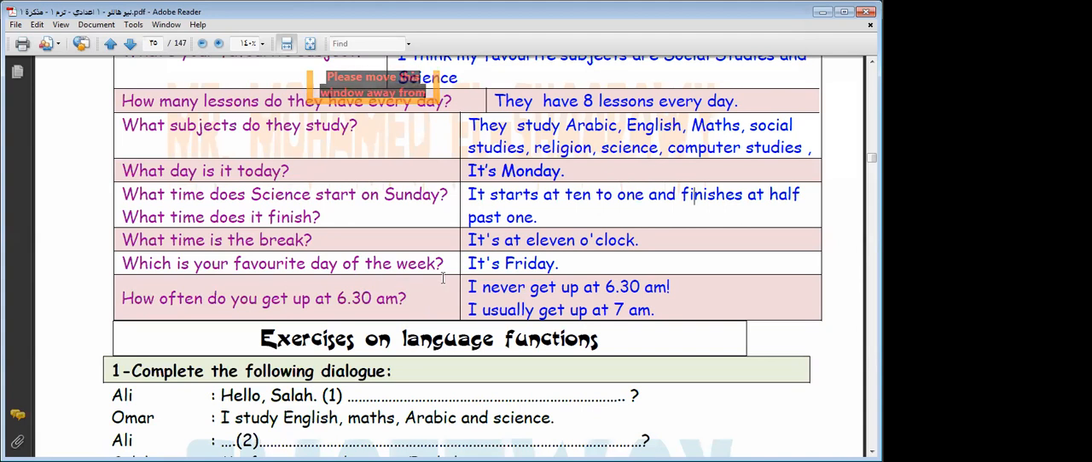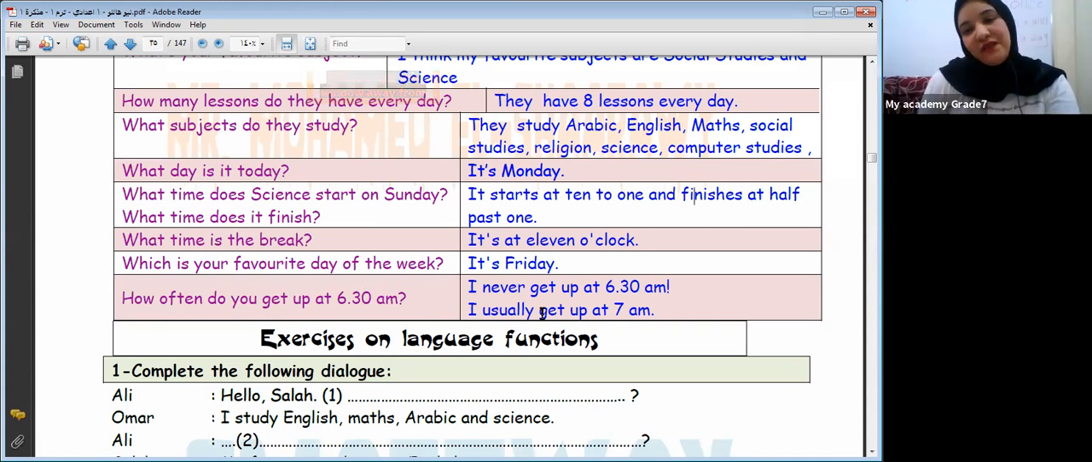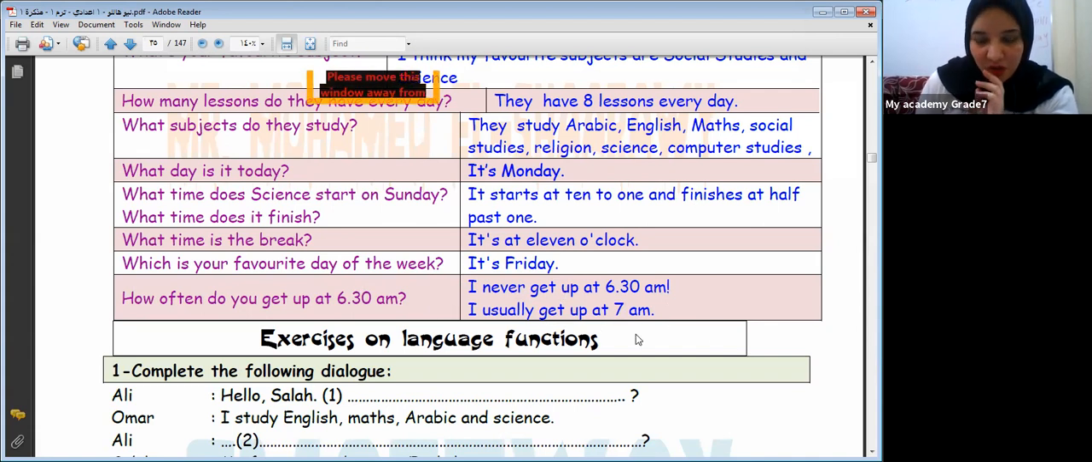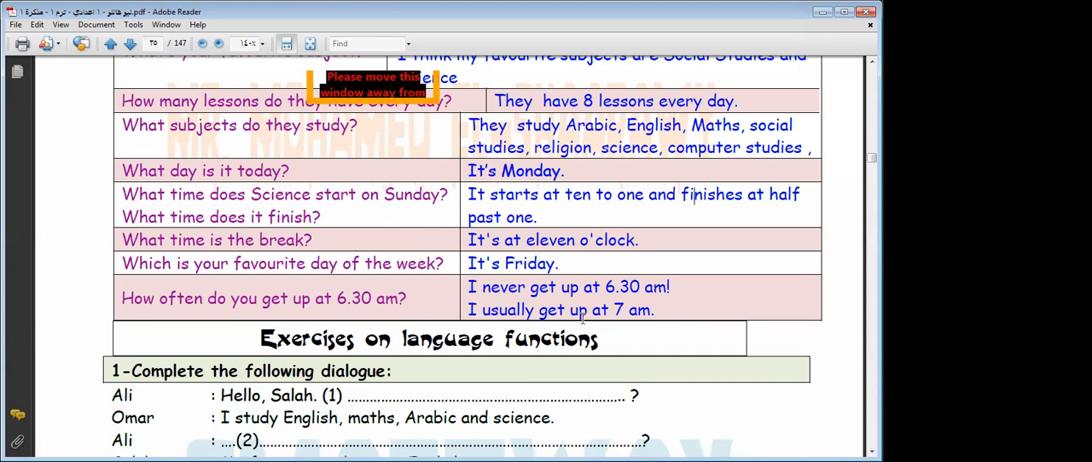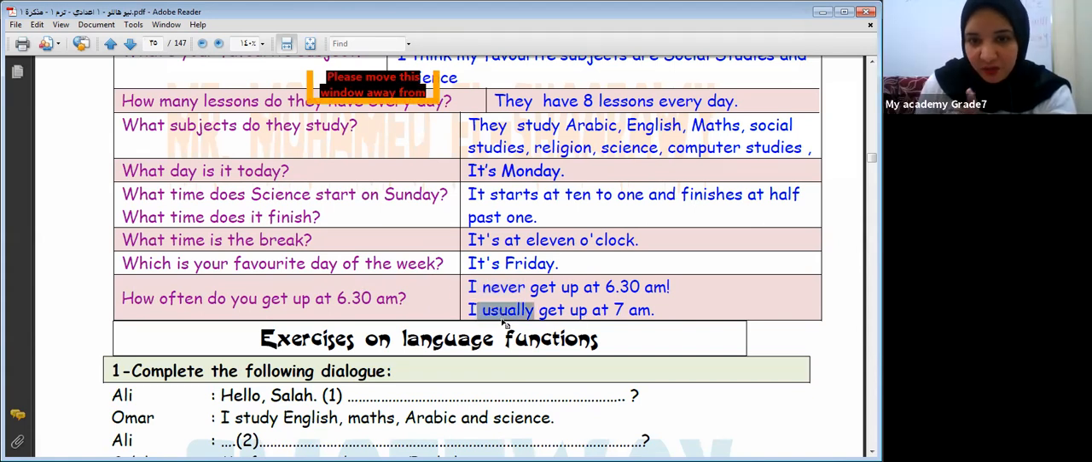How often do you get up at 6:30 a.m.? I never get up at 6:30 a.m. I usually get up at 7 a.m. Okay, I never get up. So I put never, usually, always, sometimes, rarely, between the subject and the main verb, okay? But if I have the verb to be, I put them after, like I am never late.